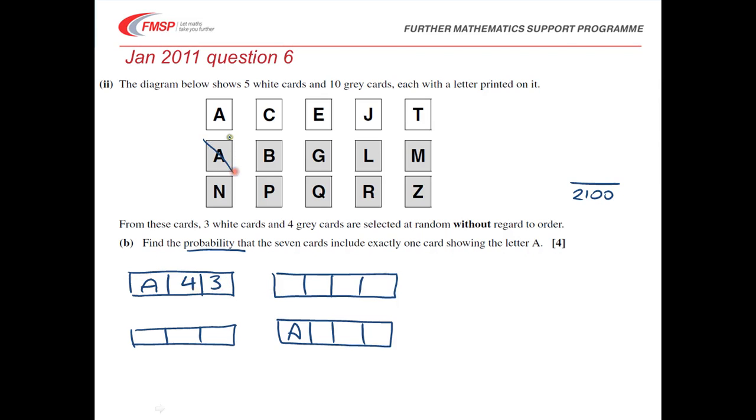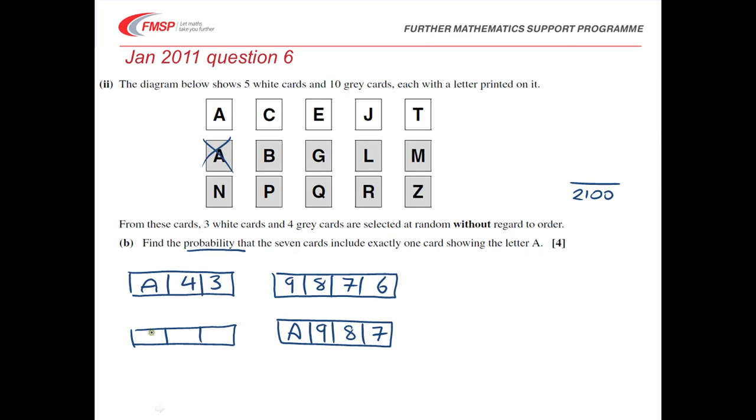Now I can't have an A in the next slot, pure and simply because they now have 2 A's and we want exactly 1 A. So there are 9 times 8 times 7 times 6 other combinations that we could use. Okay, and that's really important. In this combination, we've got A times 9 times 8 times 7.